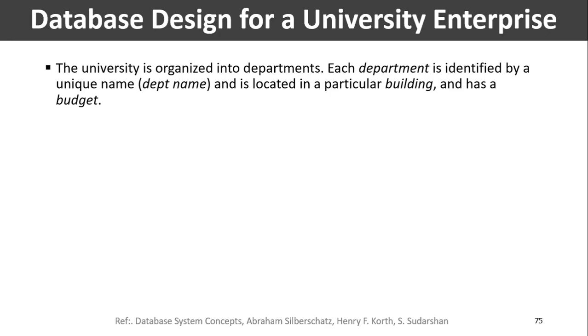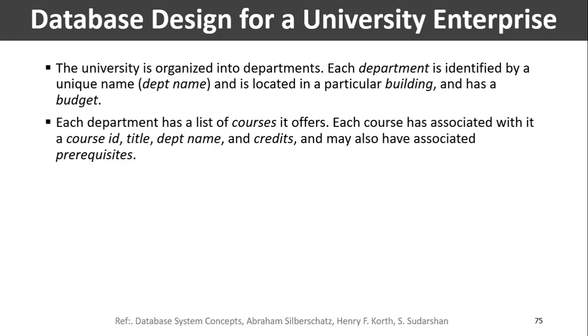So the university is organized into departments. Each department is identified by a unique name and is located in a particular building and has a budget. Each department has a list of courses it offers. Each course has associated with it a course ID, title, department name and credits, and may also have associated prerequisites.